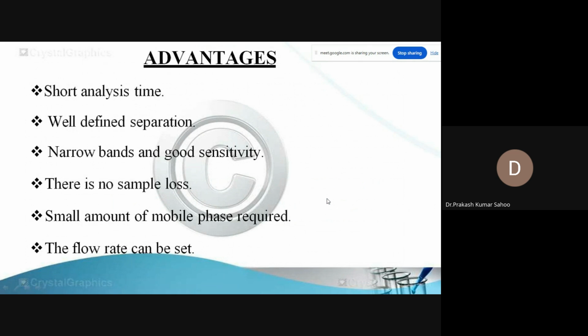What are the advantages of this separation technique? It has short analysis time, well-defined separation, narrow bands and good sensitivity, no sample loss, a small amount of mobile phase required, and the flow rate can be set.